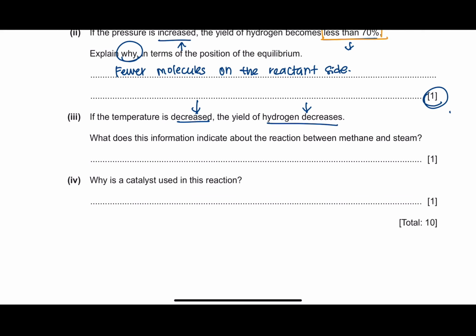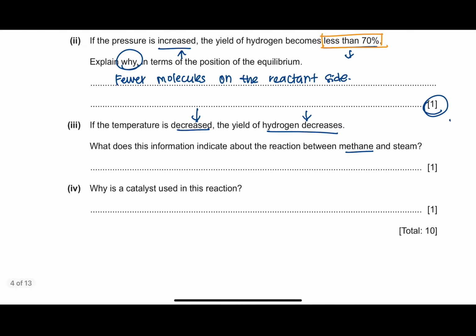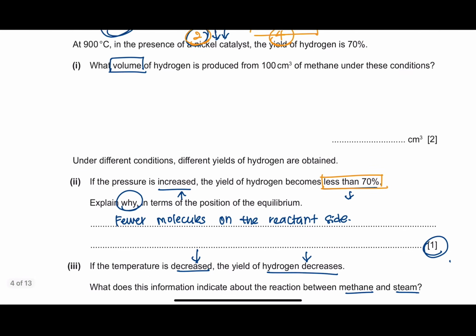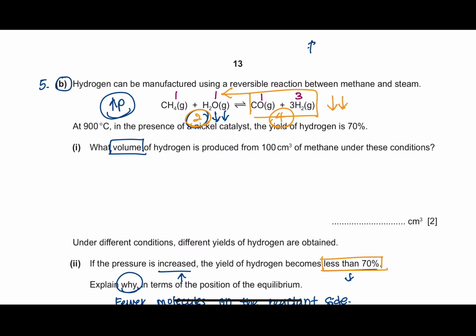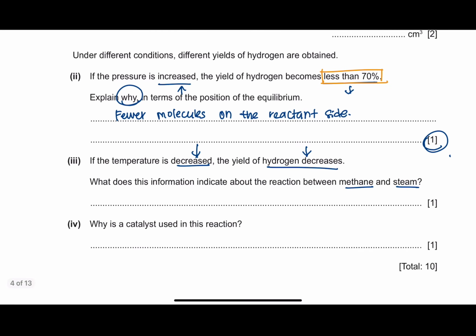What does this information indicate about the reaction between methane and steam? Now in the previous question, what they mentioned was that the forward reaction was exothermic or endothermic. However, in this question, it is a little bit reversed because they are not telling you what the forward reaction is. Instead, they are telling you that when they decrease the temperature, your yield is decreasing.